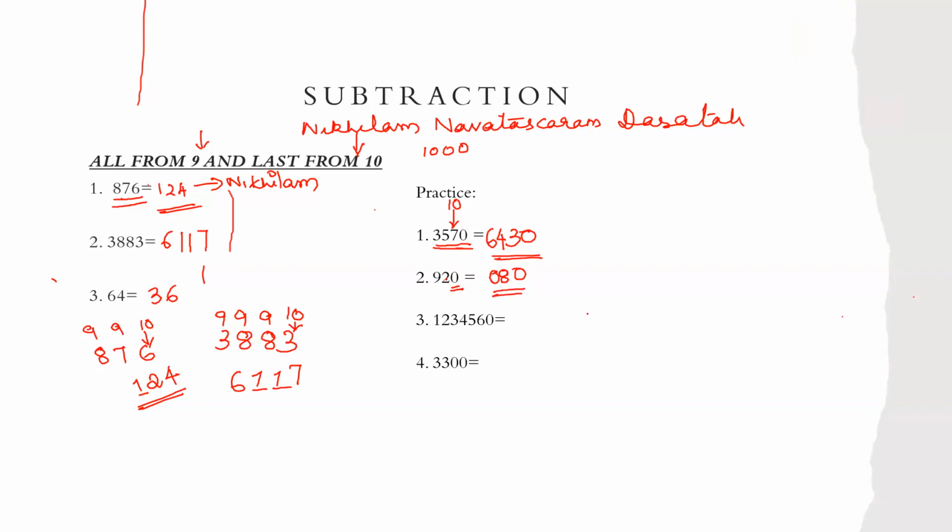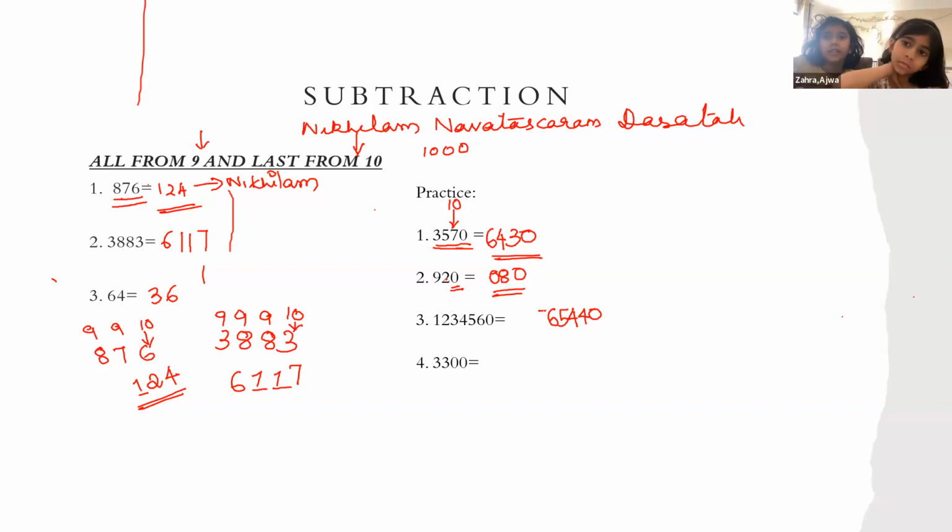Okay, can we have the next answer? You tell me, I'll write it down. That's actually a big number. 10 minus 6 is 4. 9 minus 5 is 4. 9 minus 4 is 5. 9 minus 3 equals 6. 9 minus 2 equals 7. 9 minus 1 equals 8. This number is called the Nikhilam. Will you remember tomorrow? Yes, ma'am.